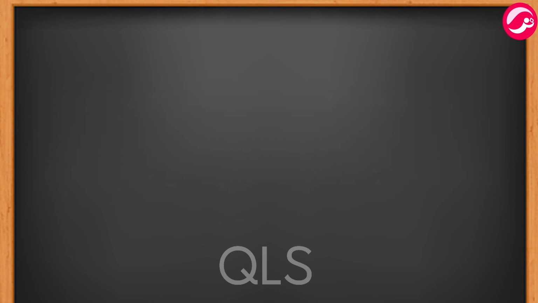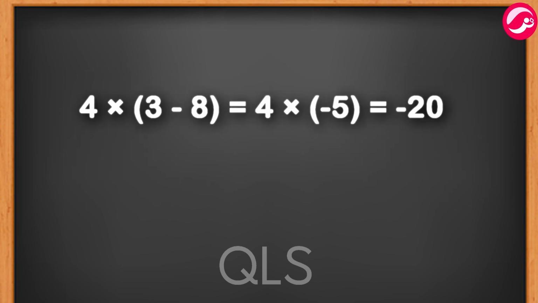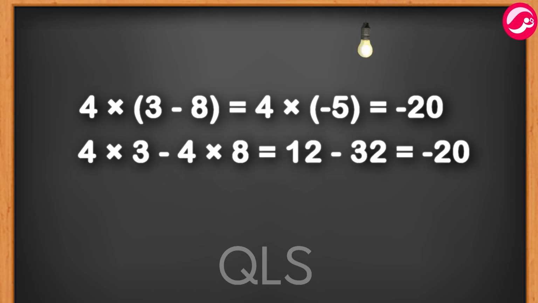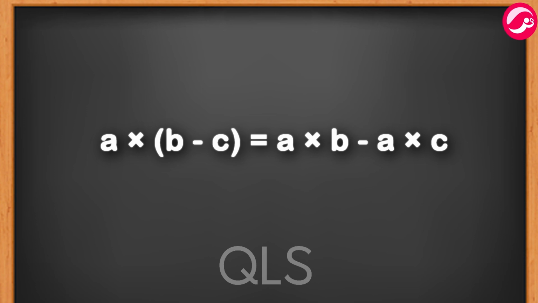Now consider the following. We can say that 4 into (3 minus 8) is equal to 4 into 3 minus 4 into 8. Let us check. 4 into (3 minus 8) is equal to 4 into minus 5, which is minus 20. 4 into 3 minus 4 into 8 is 12 minus 32. It is again minus 20. So, we can say that in each of the cases the answer is the same. In general, for any three integers a, b and c, a into (b minus c) is equal to a into b minus a into c.